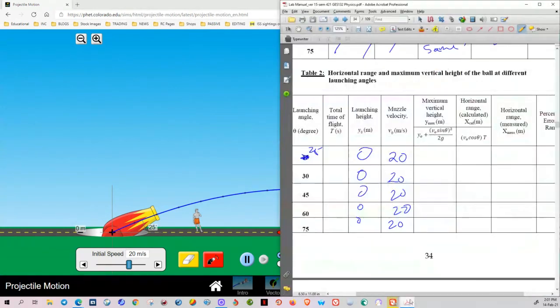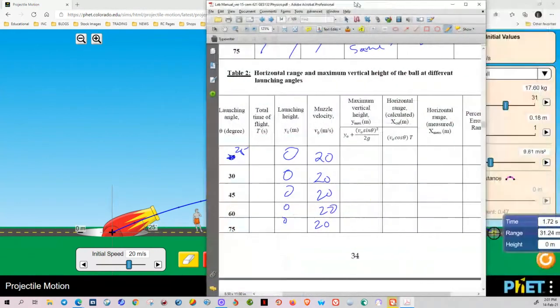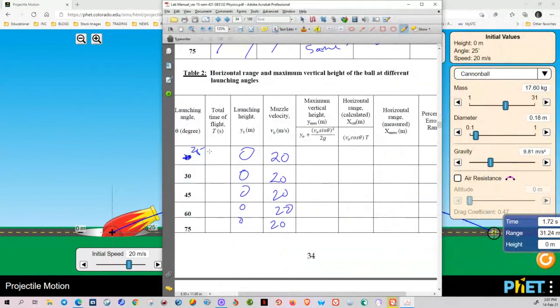Go to your data sheet. What is the time? 1.72. What is the maximum range measured? 31.24, and recorded. What about maximum vertical height and horizontal range? You have to calculate based on this rule and this rule. Any questions? Any questions, Shabab?